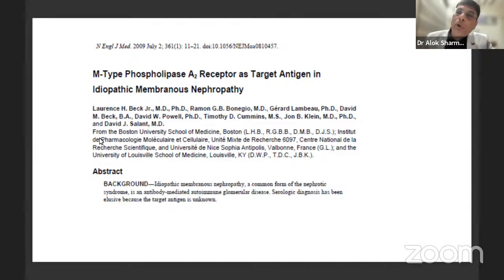And at that time, it was thought that around 80 to 90% of cases of membranous GN are associated with phospholipase A2 receptor antibodies, which now we know is not such a high number. We know many other antigens. This percentage has actually reduced. It's no more 80 or 90%. And it's around 60% of cases, 65%, which are PLA2R positive.